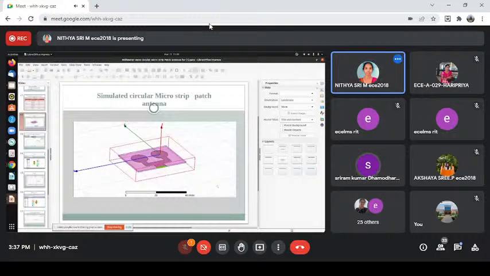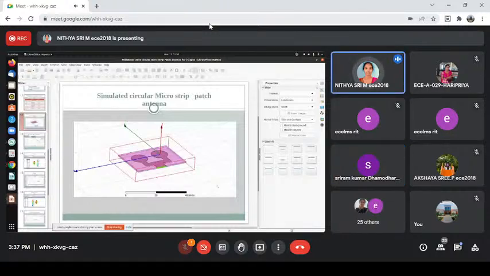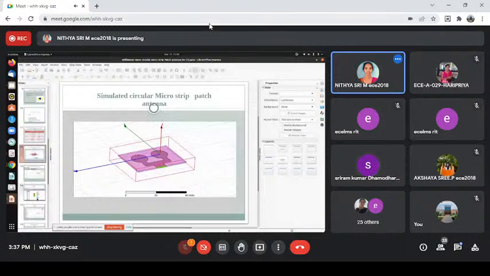Okay, this one, huh? Yes, sir. But how about the dimensions, the diameter of the patch? How did you decide? Sir, we designed under some calculations, formulas referred from our base paper.